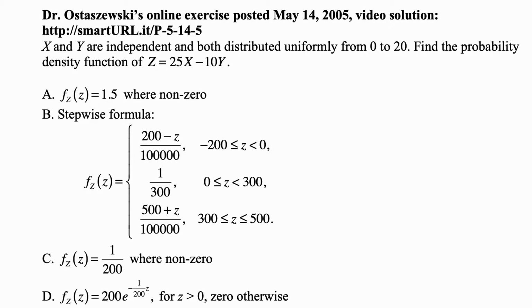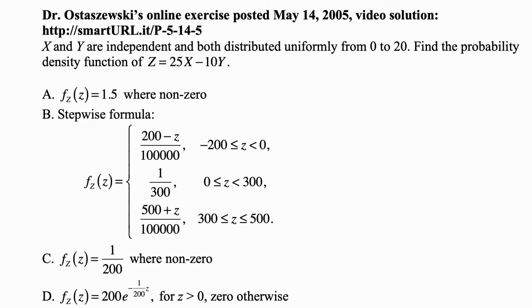Here's a problem for today for exam P on probability. X and Y are independent and both uniformly distributed from 0 to 20. Find the probability density function of Z equal to 25X minus 10Y. And there are 5 answer choices, but I only showed you 4 because they won't fit on one page.